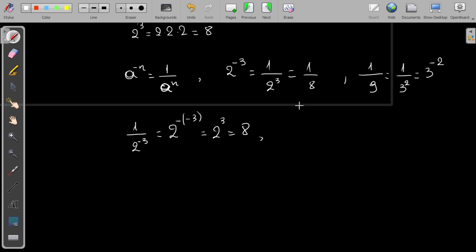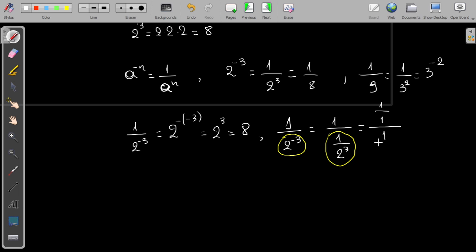Let's see that with a different angle. I can write this 1 over 2 to the power of minus 3 as 1 over 2 to the power of 3. So basically I use the property only for the denominator. Now this is a composite fraction, so basically I can write 1 as a fraction, 1 over 1 over 2 to the power of 3.